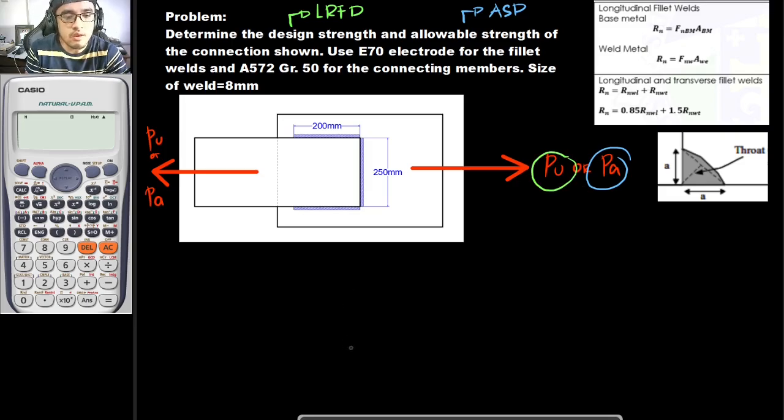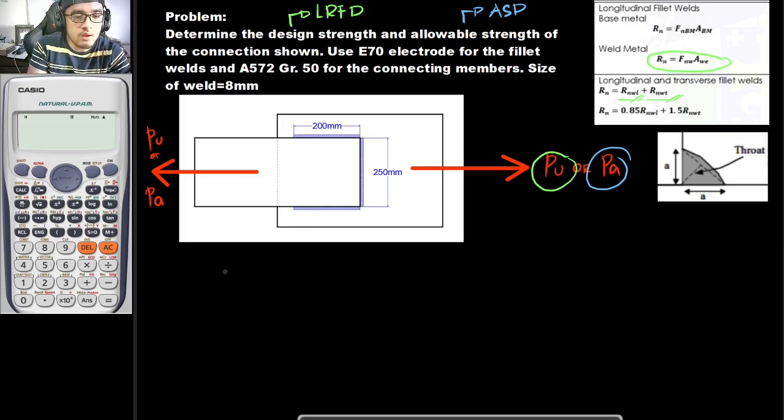So there, if we are to solve for those, we would be using these formulas right here. And as you can see in this setup right here, we would be having a longitudinal, which is this one right here, and transverse fillet weld. So it would be this one right here. So meaning we would be using both of these formulas right here. But for us to solve for these ones right here, we would be using this formula right here.